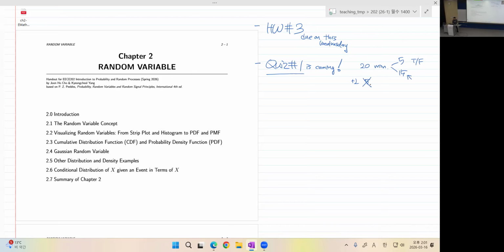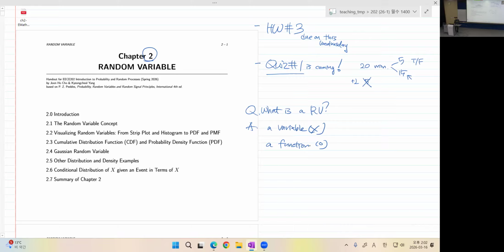Anyway, in the last class meeting, we started to cover chapter 2, entitled Random Variables. Anybody remembers what a random variable is? It's not a variable. That is the most important thing. So the question, what is a random variable? The answer is definitely not a variable, but a function, okay? A random variable is defined as a function.